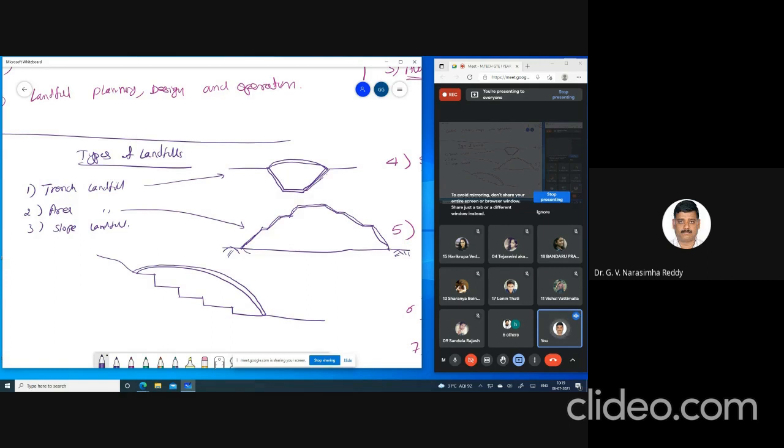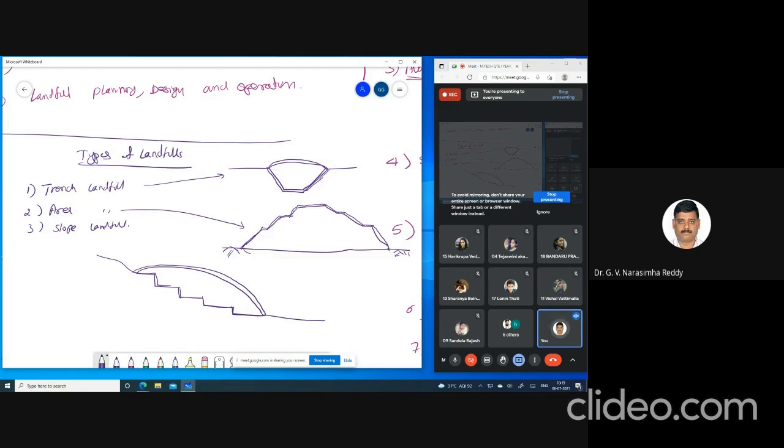And the third type is a slope landfill, where there is a hilly area. So you will try to make something like benches here. So these are the benches. You will make benches something like this, and you will fill it, and you will place a cover at the top. So this is called a slope landfill.